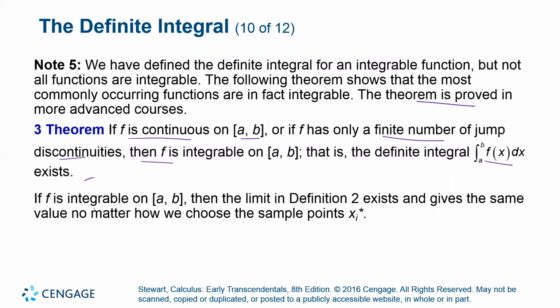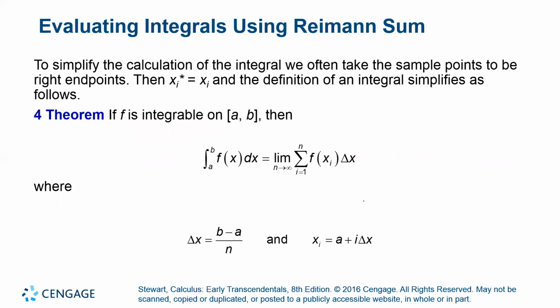So if f is integrable on the closed interval a and b, then the limits in the definition 2 exist and give the same value no matter the choice of the sample points. And remember, the sample points in this case, we said this could be the left endpoints, the right endpoints, or the midpoints.